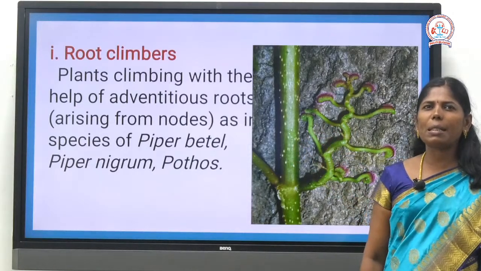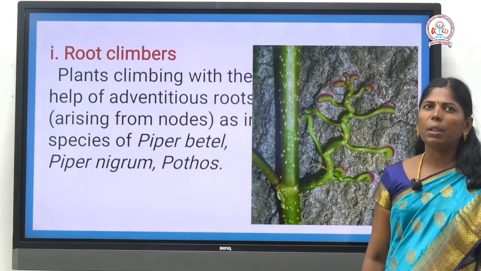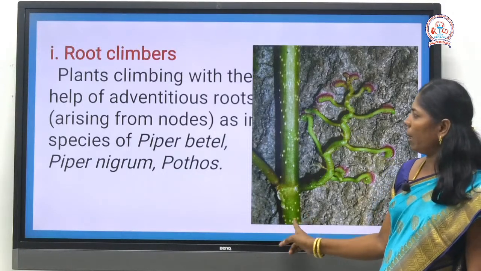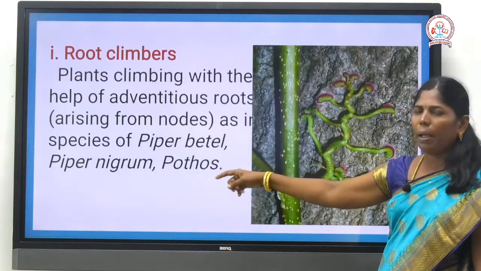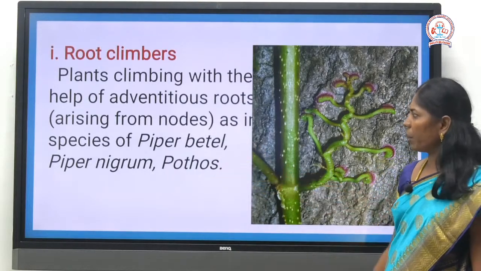Arising from the nodes as in the species of Piper betle and Piper nigrum. Okay, Piper betle is the betel leaf vine, and Piper nigrum is pepper.